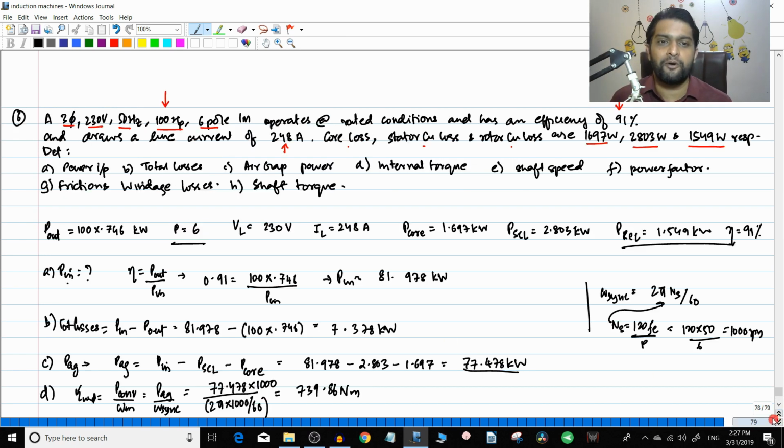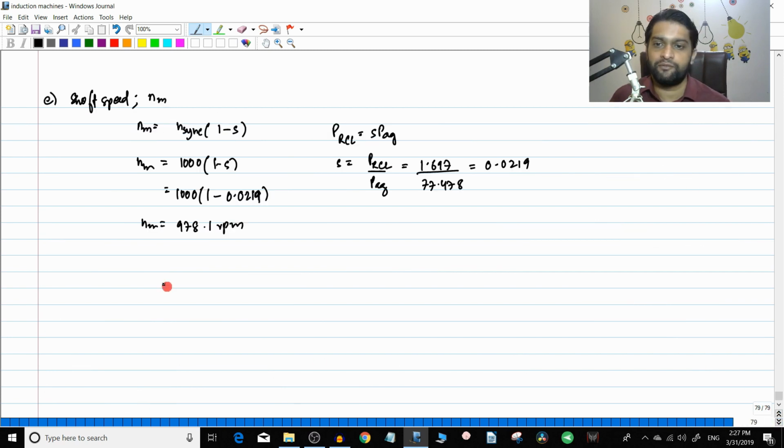It's a pretty long question, I think. So next is the value of power factor. Let's find what the power factor is. They are asking for the motor power factor. The best formula that I can use here is that input power will be equal to √3 into VL into IL into cos theta.